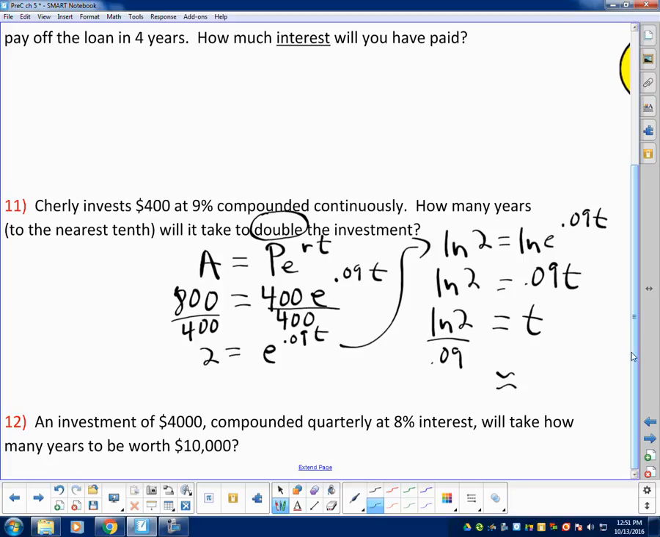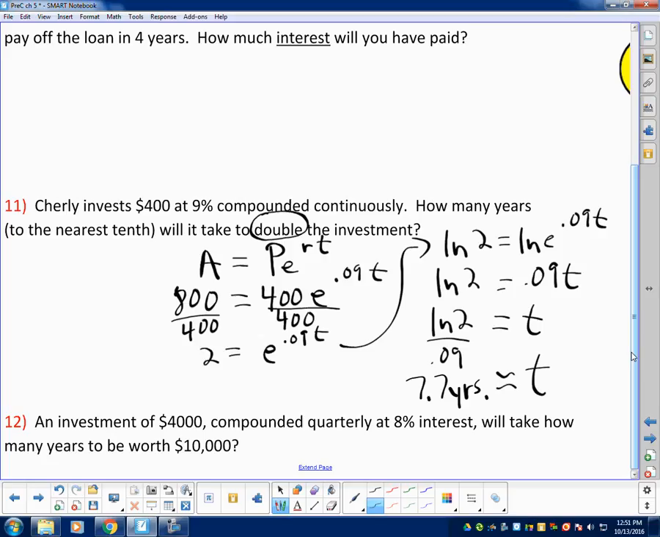Now, this is a word problem, so it really doesn't make sense till we get it in that form. This is how many years to the nearest tenth? So I prompted that. It's about 7.7 years to double my money at 9%. Well, not 7.7 months, because it's 7 tenths times 12 months. Almost 8 months. So 7 years, almost 8 months.